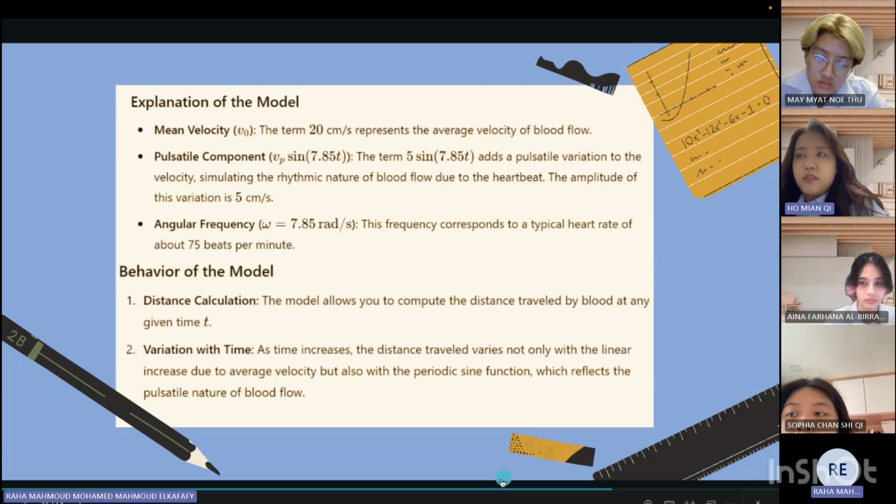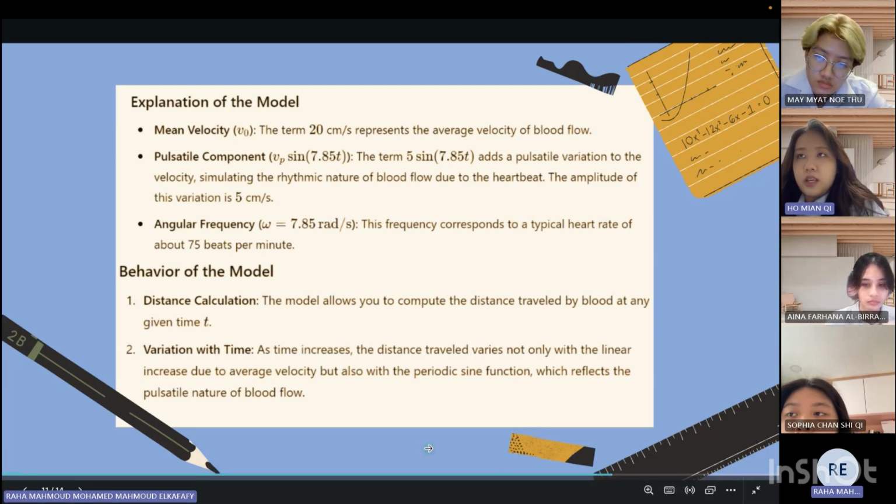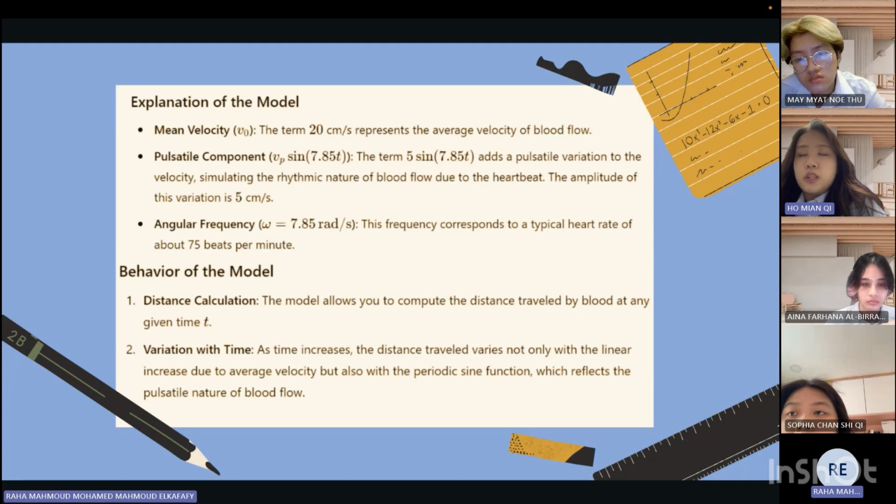Why deriving the velocity is important is that it provides more detailed information about the blood flow than the distance alone. While the distance function, d(t), tells us how far the blood has traveled after a certain amount of time, the velocity function, v(t), will tell us how fast the blood is moving at any specific moment. Next, please.